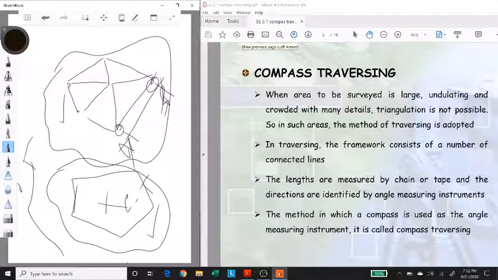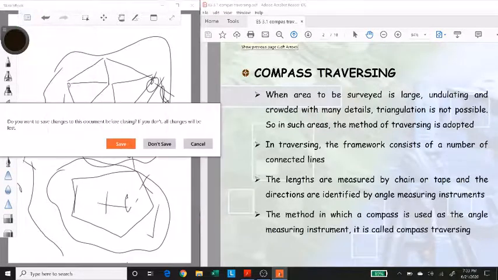As you can see, the difference is that we don't have to make triangles. Traversing is preferred when the area to be surveyed has a lot of undulations, it's difficult to measure horizontal distances, and you just want to get done with the work quickly. So that is when you use traversing instead of triangulation. In traversing, we have different methods. The first one that we're going to cover in this lecture is compass traversing, but we also have satellite traversing that we will cover in the lectures to come.